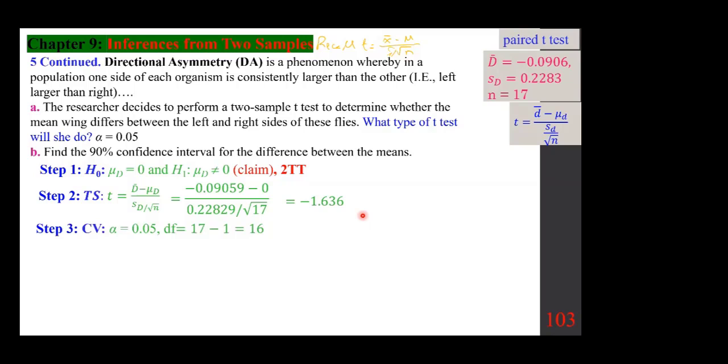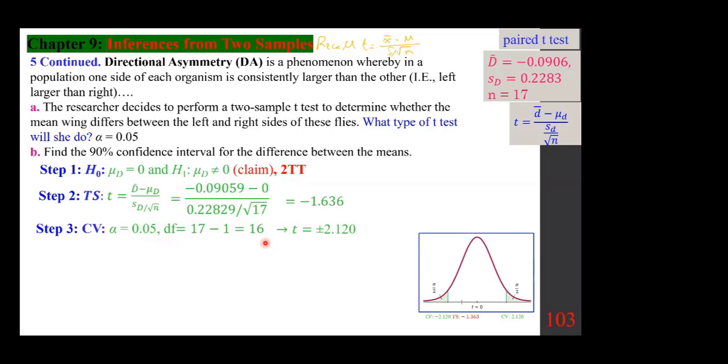Critical value, choice of alpha is 0.05, degrees of freedom N minus 1 gives us 16. And from the T distribution, we get those values. We go with the graph.